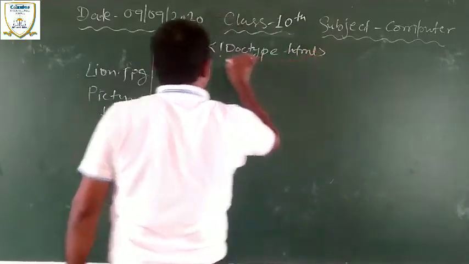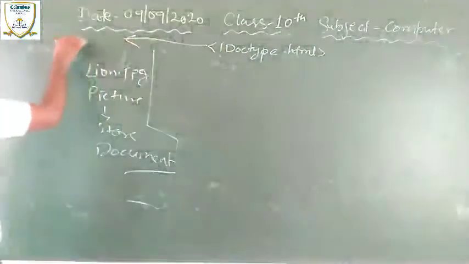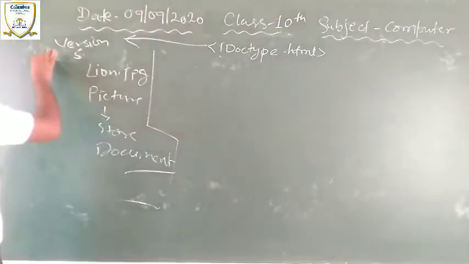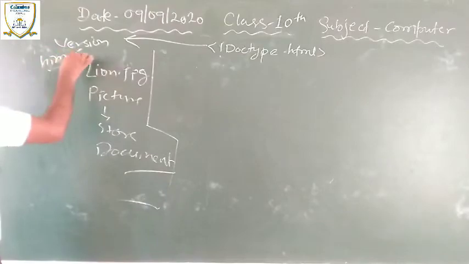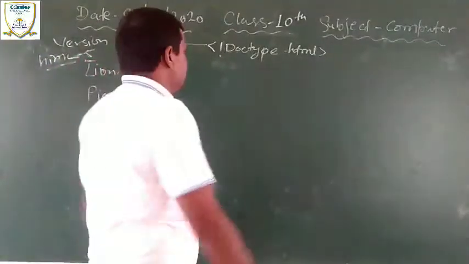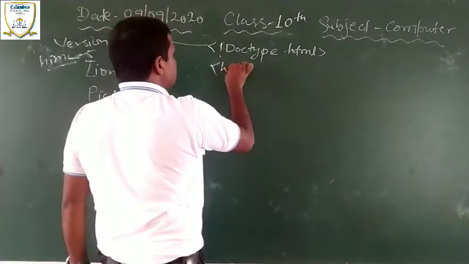Doc type HTML. This is so the version of HTML is 5. HTML version is 5. So, doc type HTML. Then after that you have to write HTML.